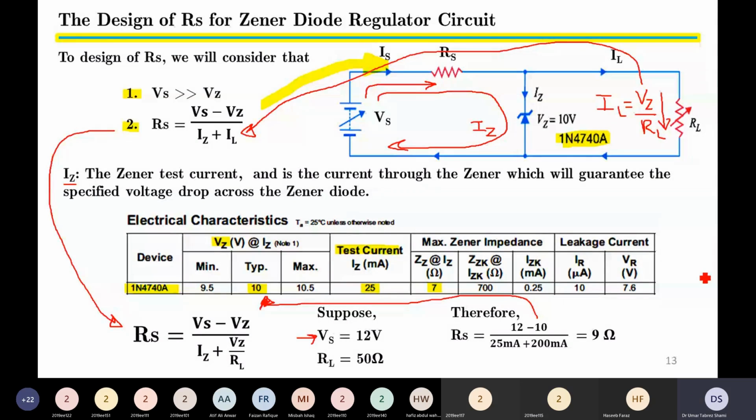Which resistance are you referring to, RS or RL? RL.